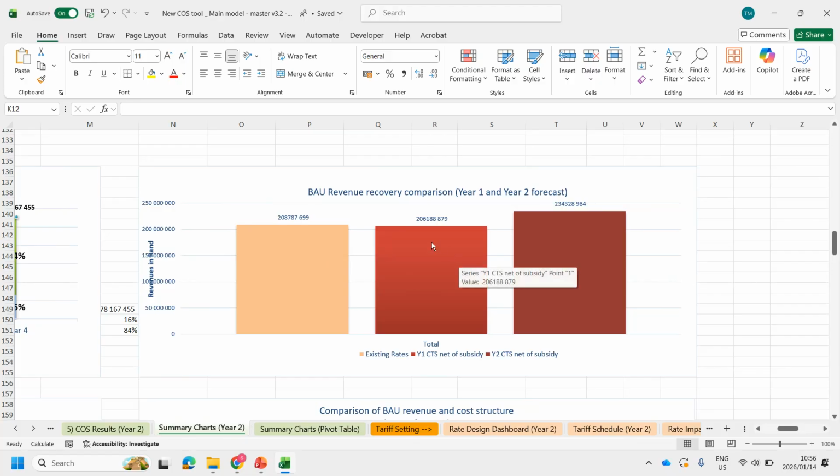And the second bar shows you the current cost that you're incurring in the current year. And the third bar shows you how much you're going to incur in year two. And year two, by definition, is the year that you are going to be designing your tariffs for. So you want to know how much you need to increase your tariffs by in order to recover this cost. So when you're comparing this cost with your current revenue from your current tariffs, you can see how much you need to increase your current tariffs in order to recover this total cost.